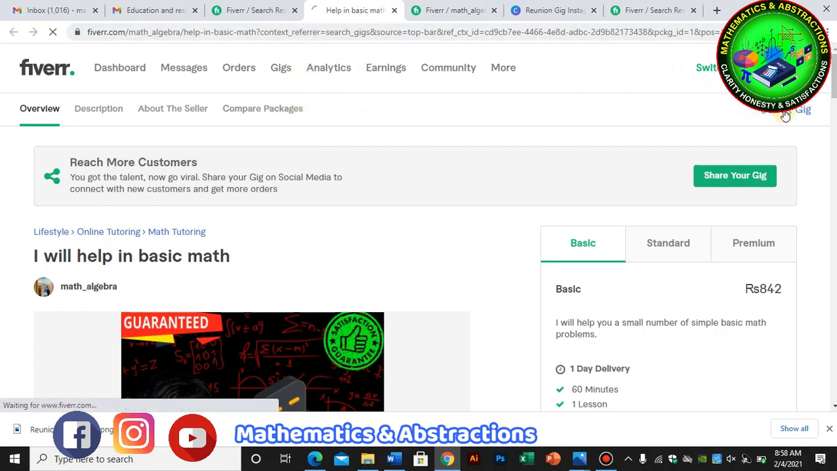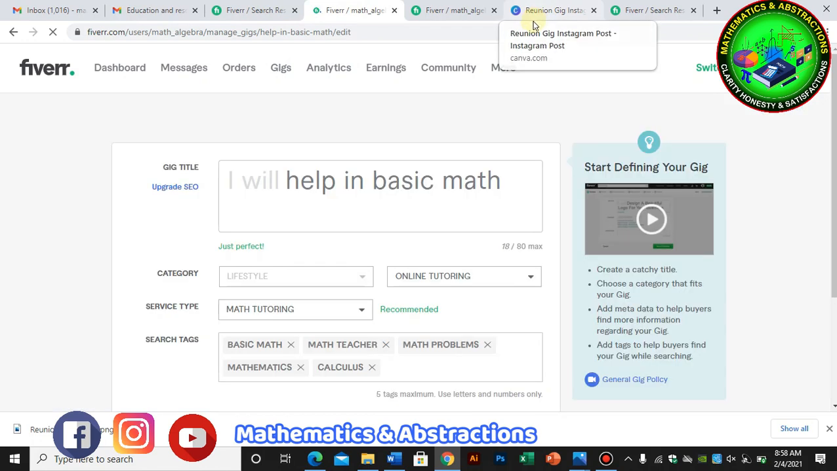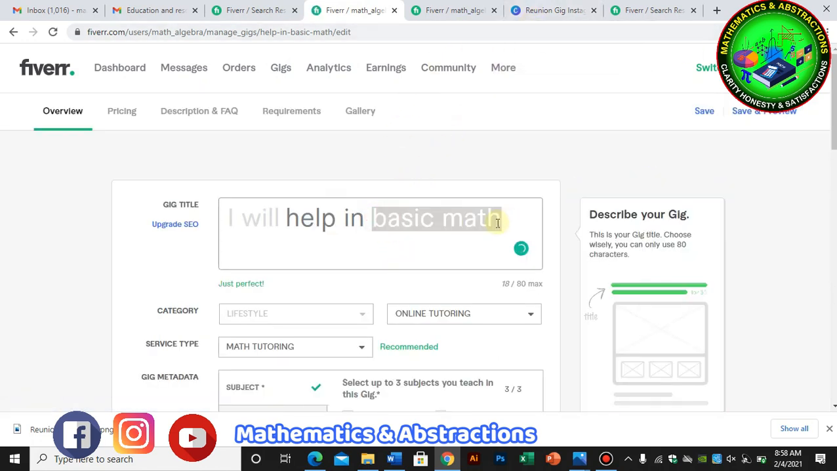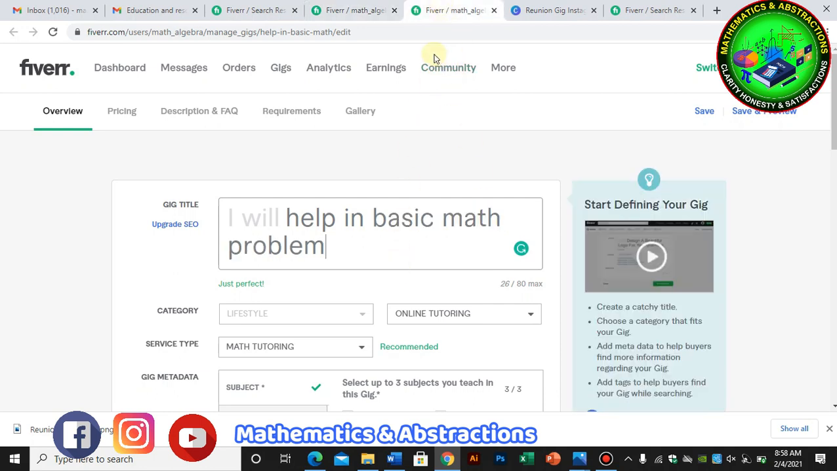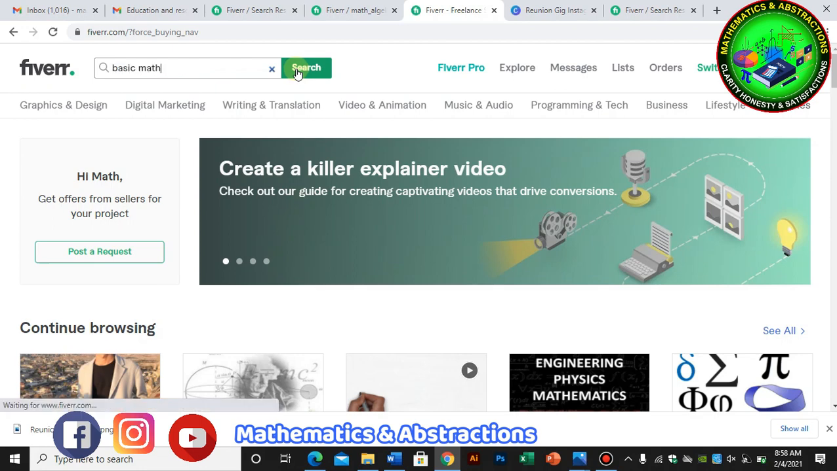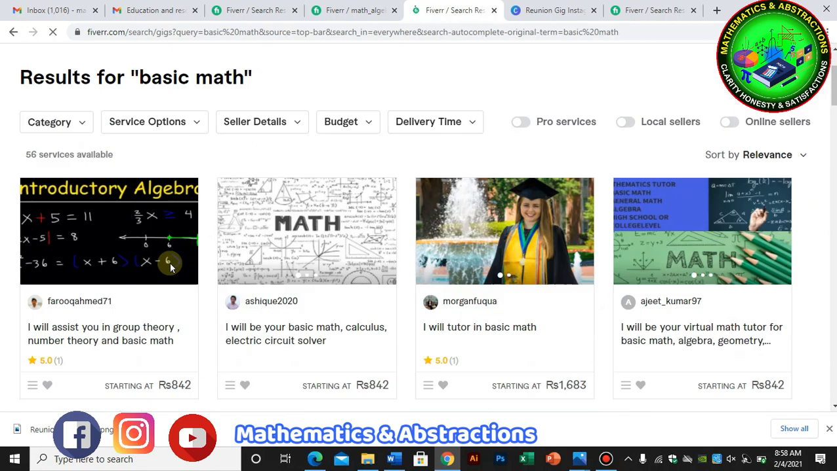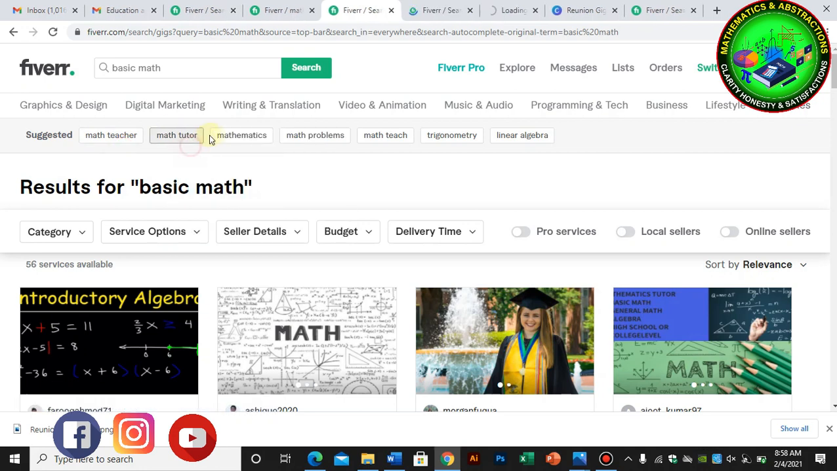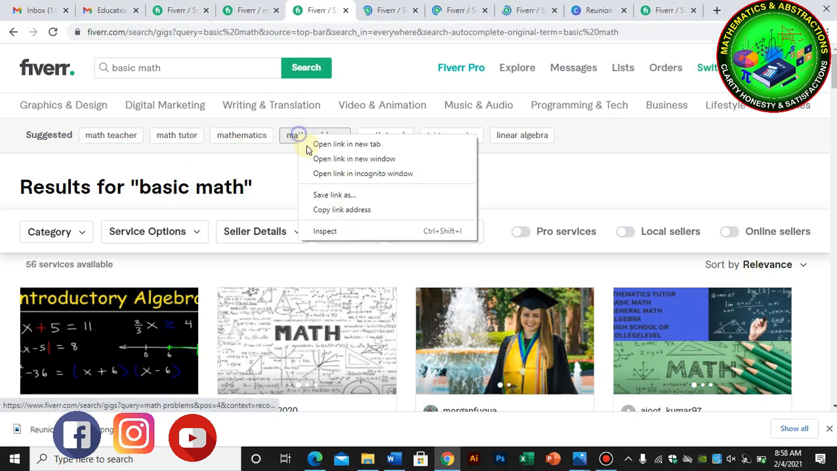So I have created this gig by searching basic math. I have copied this one, and as I have said, I will search here, paste here and search it. So you will get some tags here. So search respective tags.